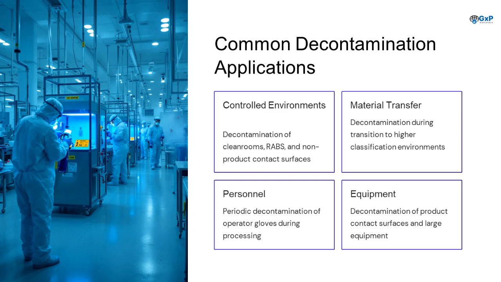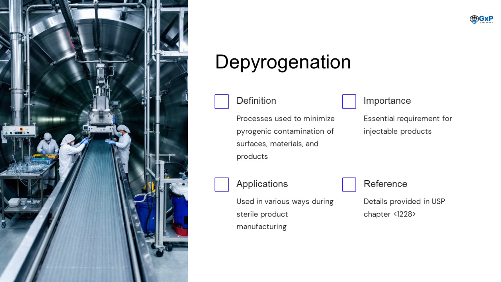Common decontamination applications include controlled environments, material transfer, personnel, and equipment. Decontamination of clean rooms, RABs, and non-product contact surfaces, as well as periodic decontamination of operator gloves and product contact surfaces, are essential practices. Depyrogenation processes minimize pyrogenic contamination of surfaces, materials, and products. It is an essential requirement for injectable products and is used in various ways during sterile product manufacturing. Detailed guidelines are provided in USP chapter.